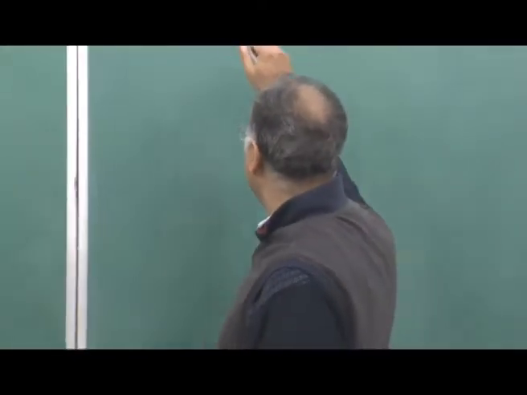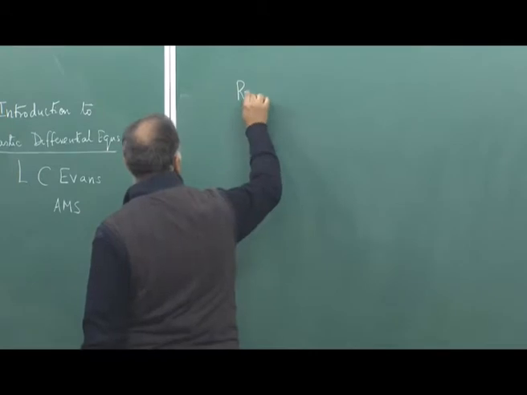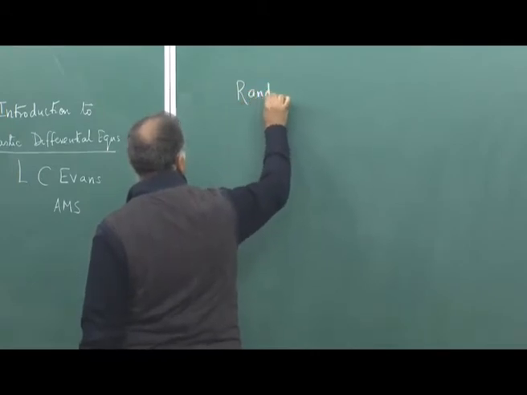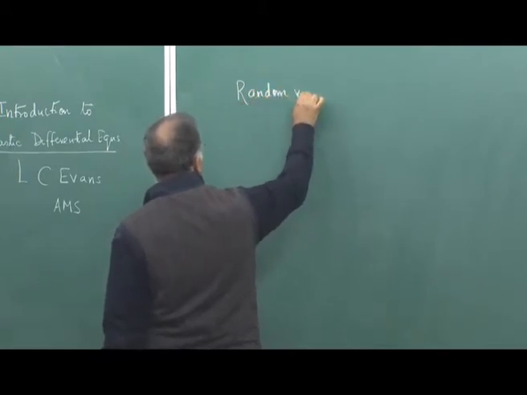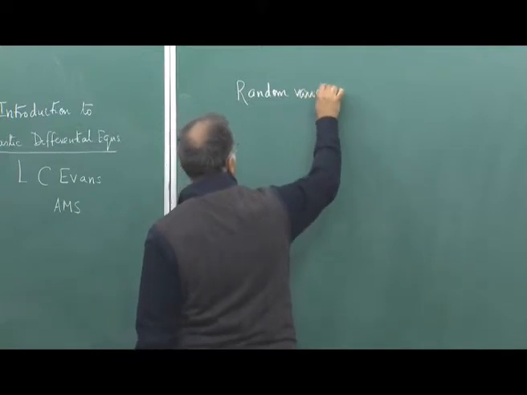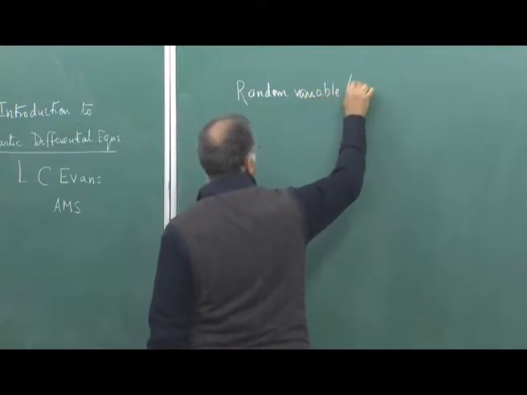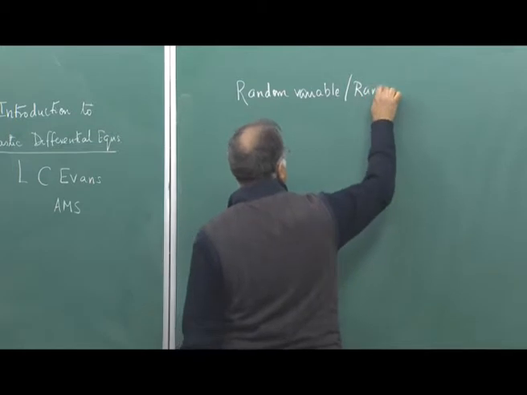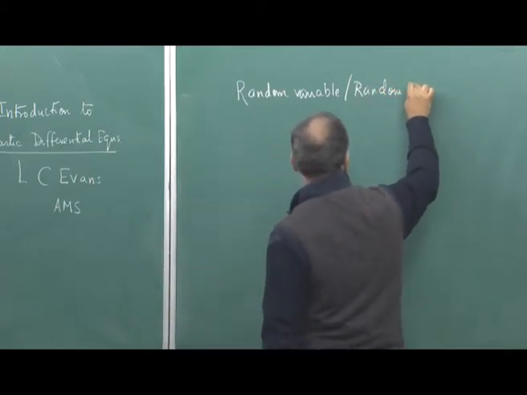So, one of the first set of technicalities that should come is the idea of a random variable or a random vector. Random variable slash a random vector. So, we will explain both these concepts.